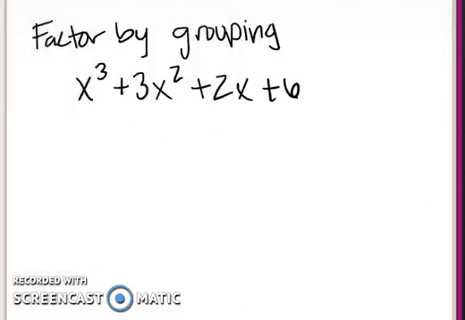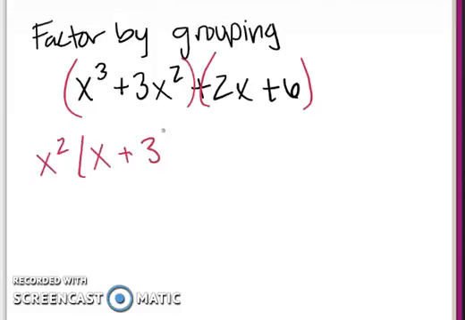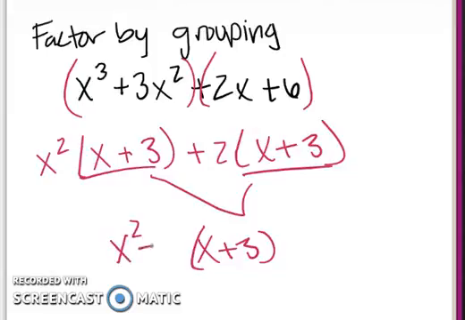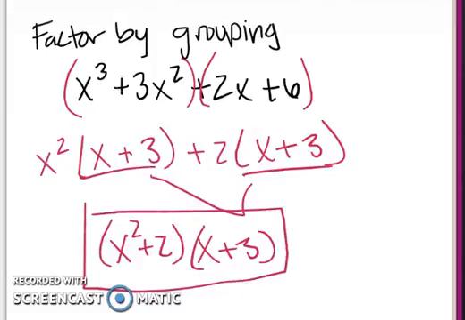Factor by grouping. We've had a lot of extensive practice with this, so what we really have to do is just go ahead and break it into 2 groups. Pull out what we can. In this one, it looks like I can pull out an x squared. I get x plus 3. Over here, it looks like I can pull out a 2, and I get x plus 3. They look the same, which means I can pull them out together to become x plus 3. And then over here I get x squared plus 2. And that is fully factored to 2 binomials.